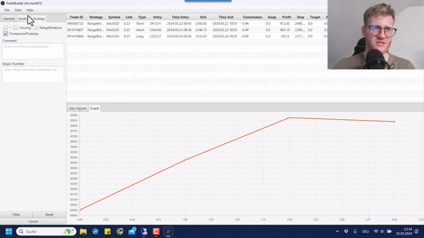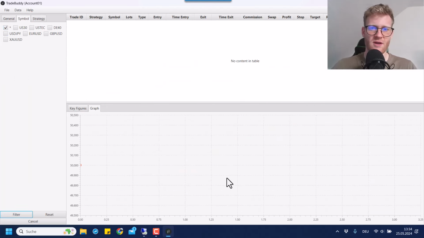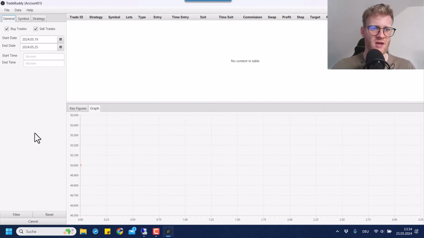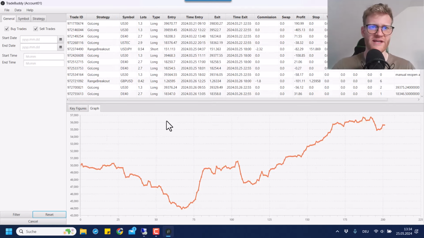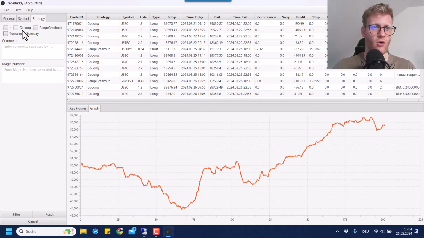And then turnaround Tuesday, I can just show it for all of the markets, because there was no trade in turnaround Tuesday. So what if I delete the filter? Let's quickly go through every single strategy for the whole period that I trade this account now. So let's start with the go long strategy in all symbols first.